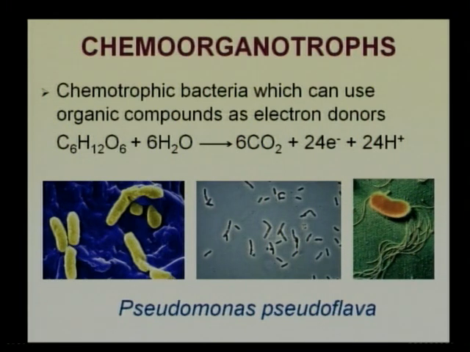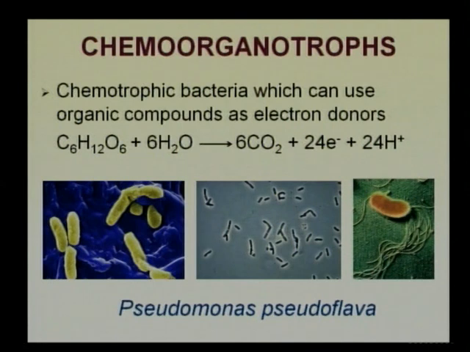Another category is the chemoorganotrophs. Here chemotrophs means they rely upon chemical energy, and organotrophs means they are organisms which require an organic substrate to donate electrons. The best example here is glucose, an excellent electron donor molecule and organic substrate. One molecule of glucose yields 24 electrons to the cell. A normal organism routine in the microbial laboratory, Pseudomonas, can use the organic substrate as electron donor.